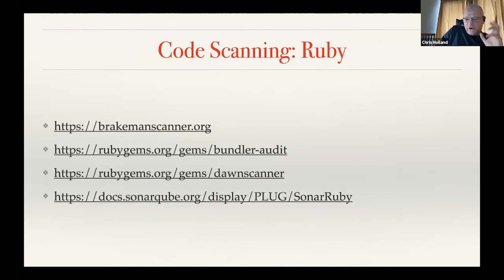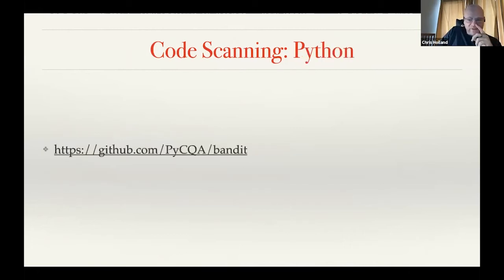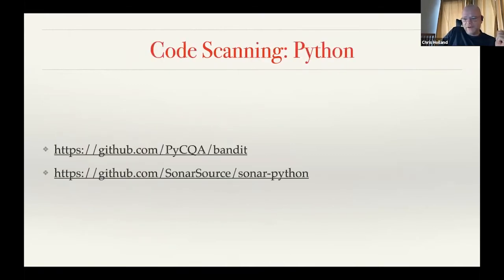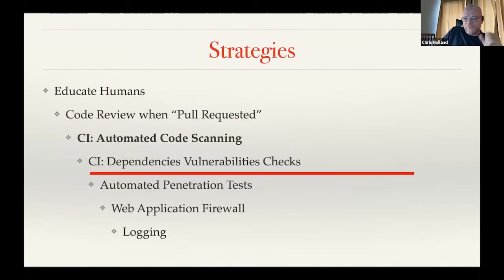So yeah, there you go. Again, you have all these links available in the PDF, so you can check all those out. And then for Python, you have Bandit and Sonar. Oh, sorry, I skipped Sonar Python as well. Okay, so that was for code scanning. Again, finding vulnerabilities in your code.